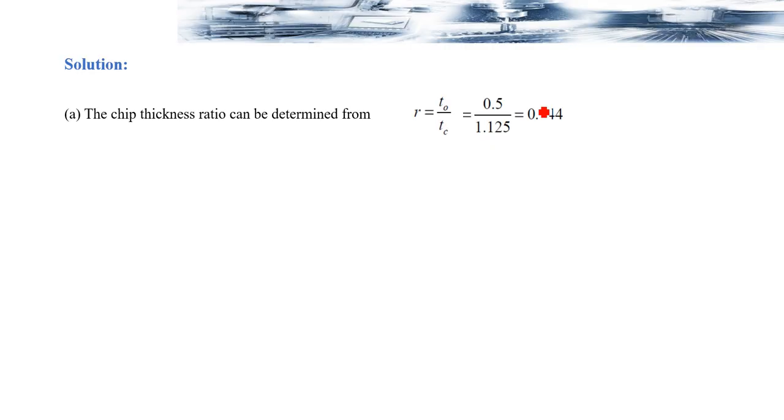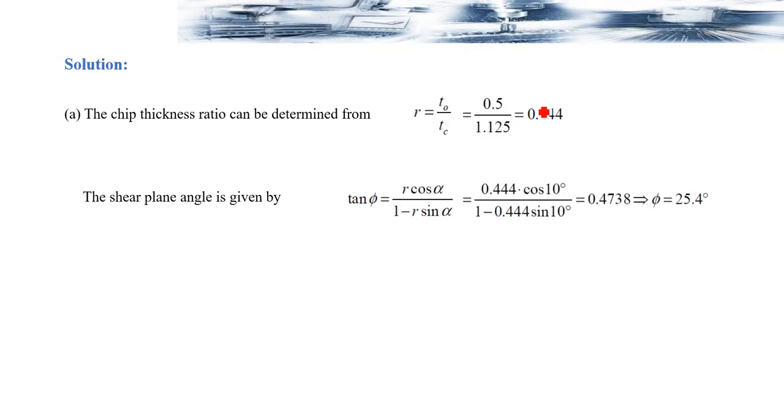Now we calculate the value for the phi. Remember, the equation for the shear plane angle is given by the tangent of phi is equal to r cosine of alpha divided by 1 minus r sine of alpha. Now we put the parameters in. We know alpha is 10 degrees and r is 0.444. Calculating that, we find the value of the tangent is 0.4738. So that means phi is equal to 25.4 degrees.